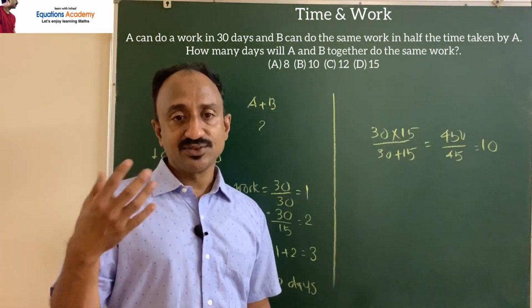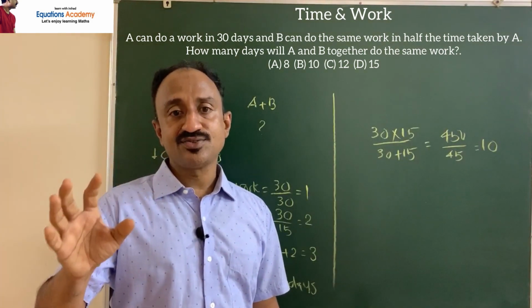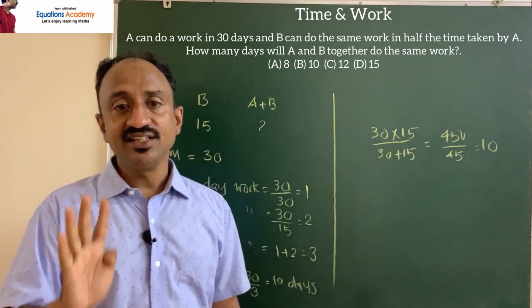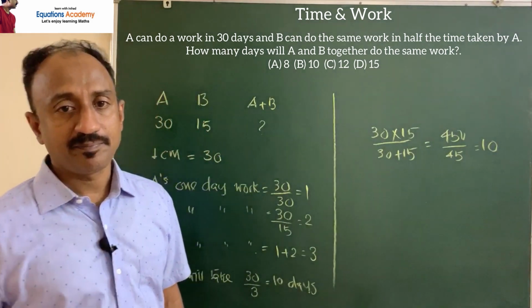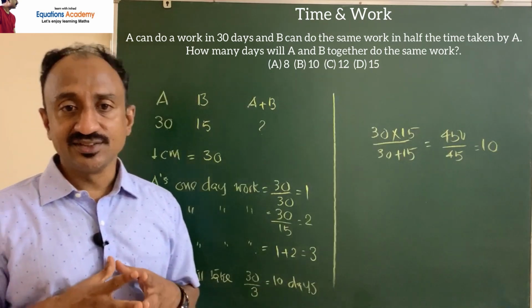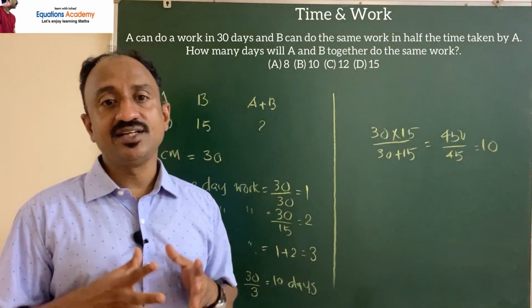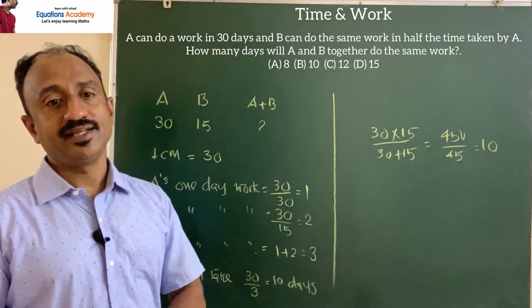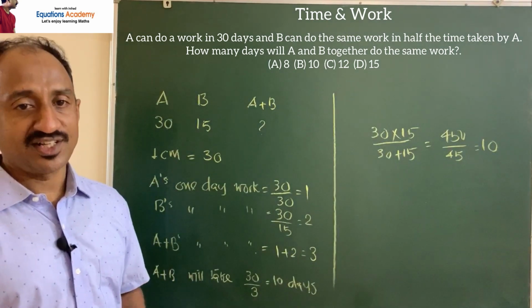So A plus B together will work 1 plus 2, which is equal to 3 units of work in a day. So 3 units of work in 1 day. So 30 units of work in 10 days. Clear? We'll go to the next question.